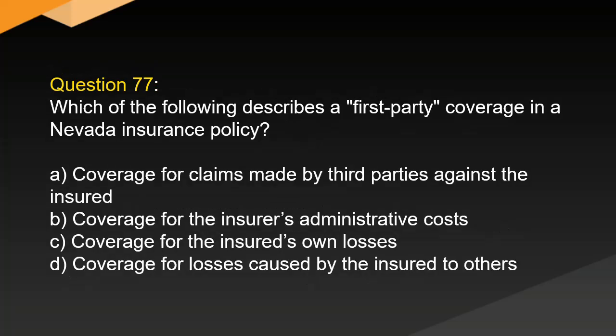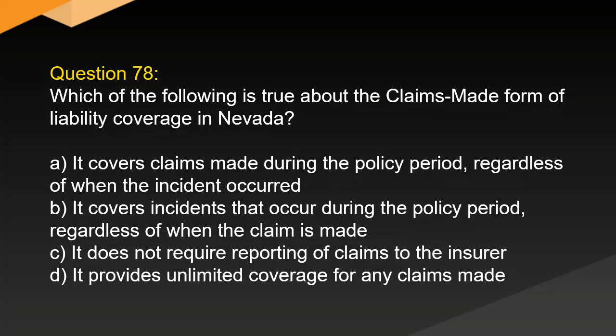Question 77. Which of the following describes a first-party coverage in a Nevada insurance policy? A. Coverage for claims made by third parties against the insured. B. Coverage for the insurer's administrative costs. C. Coverage for the insured's own losses. D. Coverage for losses caused by the insured to others.